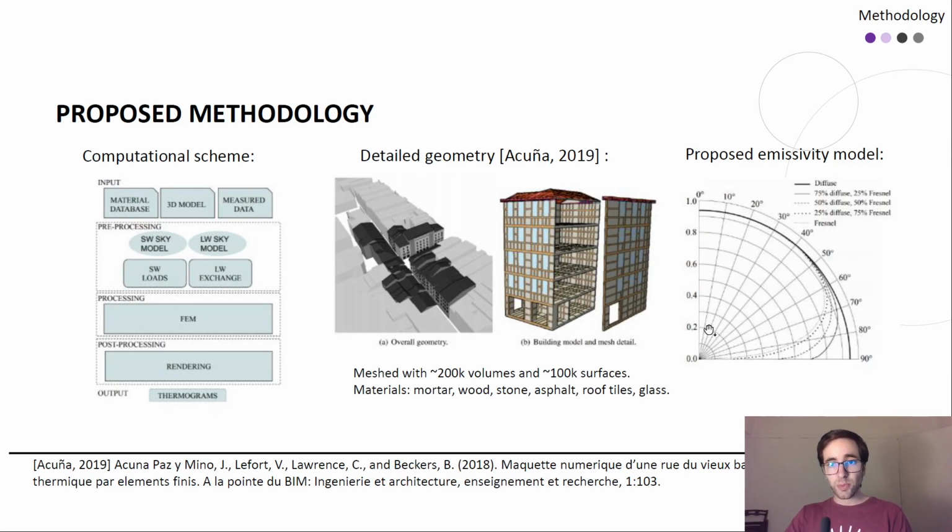So for this we propose a particular emissivity model, which is based on the Fresnel curve that we use in computer graphics, but it's also like an interpolation between the Fresnel model and the diffuse model, to be able to capture the rugosity or the roughness of the materials.